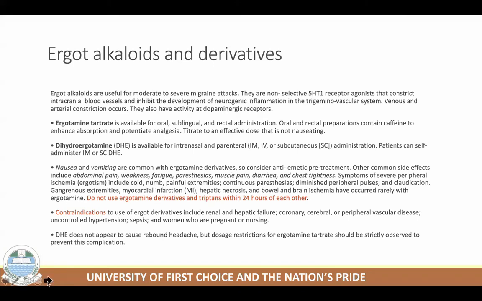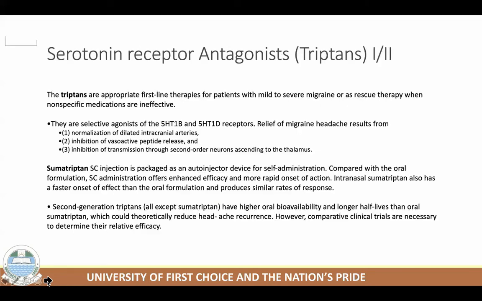The hydroergotamine does not appear to cause rebound headache, but dosage restrictions for ergotamine tartrate should be strictly observed to prevent this complication. That's the rebound headaches. Now, let's talk about the third group of medicines used for managing migraines. Those are the triptans or serotonin receptor agonists, like sumatriptan and others, right?